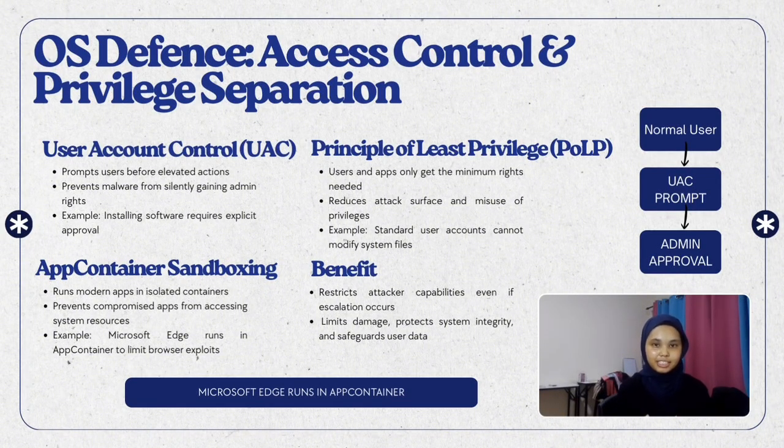Together, these features form a layered defense. Even if an attacker manages to escalate privilege, they are still restricted by UAC, sandboxing, and least privilege rules. This limits the damage and protects system integrity. So, access control and privilege separation are essential tools in the Windows 10 security strategy. They don't just block attacks, they contain them, making it harder for attackers to take full control.